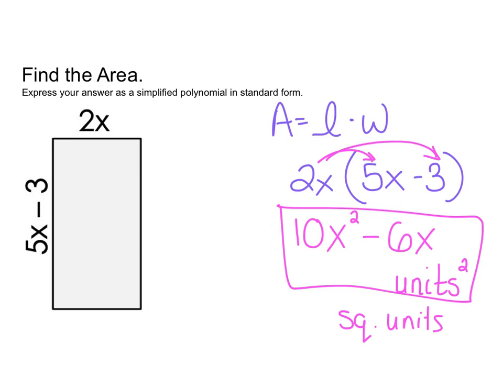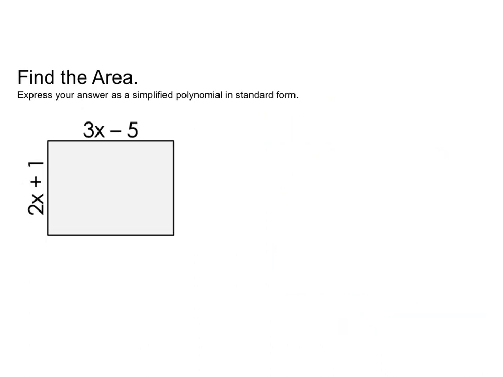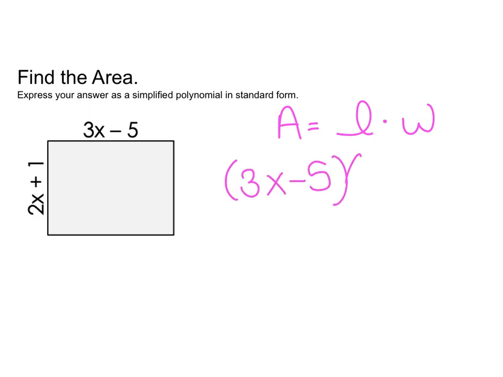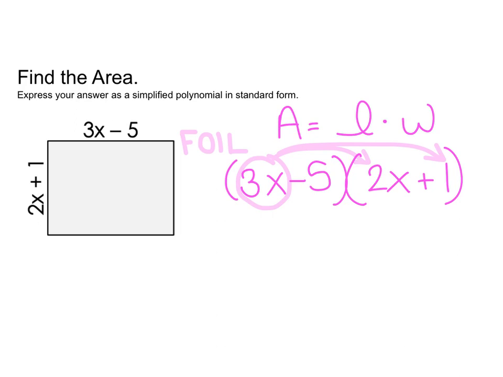All right, let's do one more. Again, I have a rectangle and I'm told to find the area, which is equal to length times width for a rectangle. This one I have two binomials, 3x minus 5 times the quantity of 2x plus 1. So you need to take this 3x times everything in the second polynomial, or this is where you use the acronym FOIL. You're doing the product of the first, which is 3x times 2x, so that is 6x to the second. And then you do the outer products.